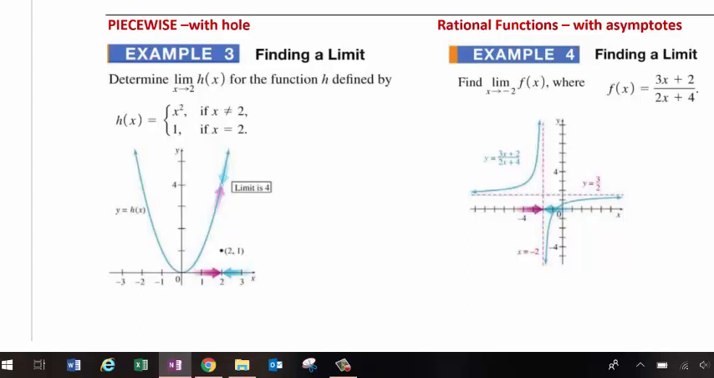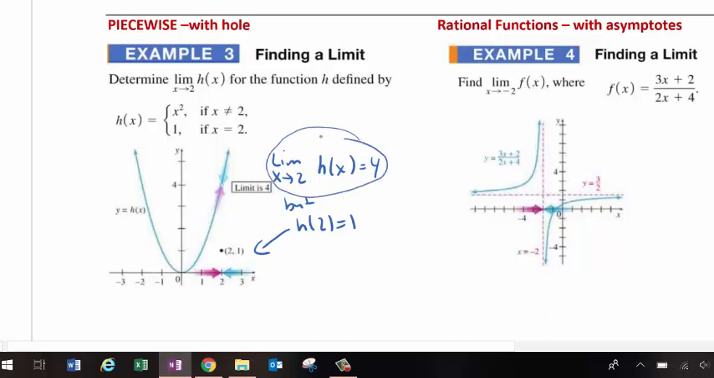Remember, the limit is what I'm doing as I approach it. So my limit as x approaches 2 of h of x is still equal to 4, because the pink and the blue arrow is still approaching that value. But h of 2 is 1. That doesn't matter. This limit is still what am I approaching from both sides. We're concerned as we get closer and closer to 2.